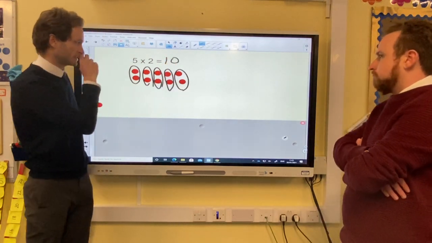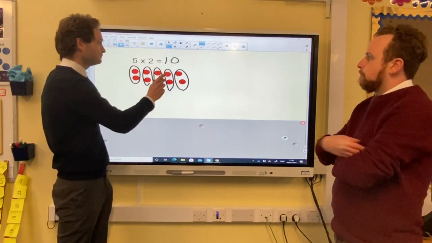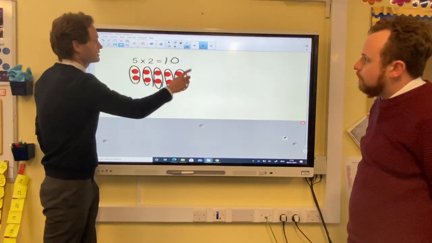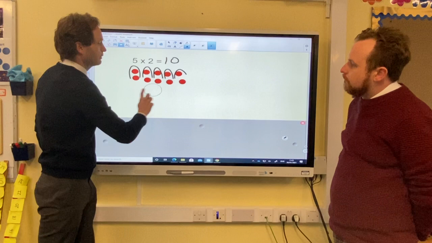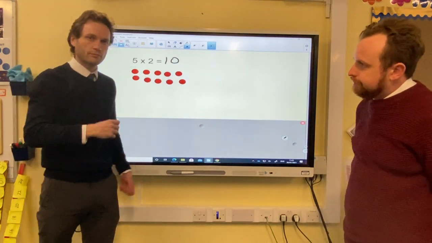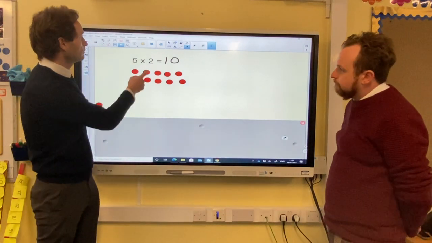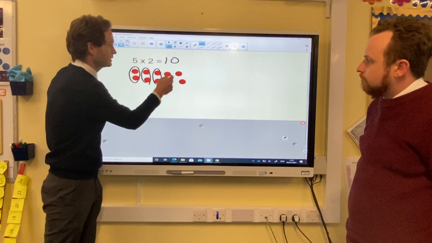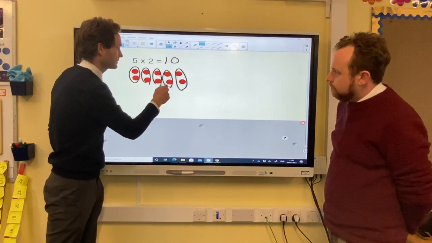5 times 2 is 10. Okay? Now, do you see this? When we put shapes like this, we call this an array, Mr. Lake. Yep. It can be quite a useful way of representing times tables. So once again, we've got our 5 groups and 2 in each group. Does that make sense?